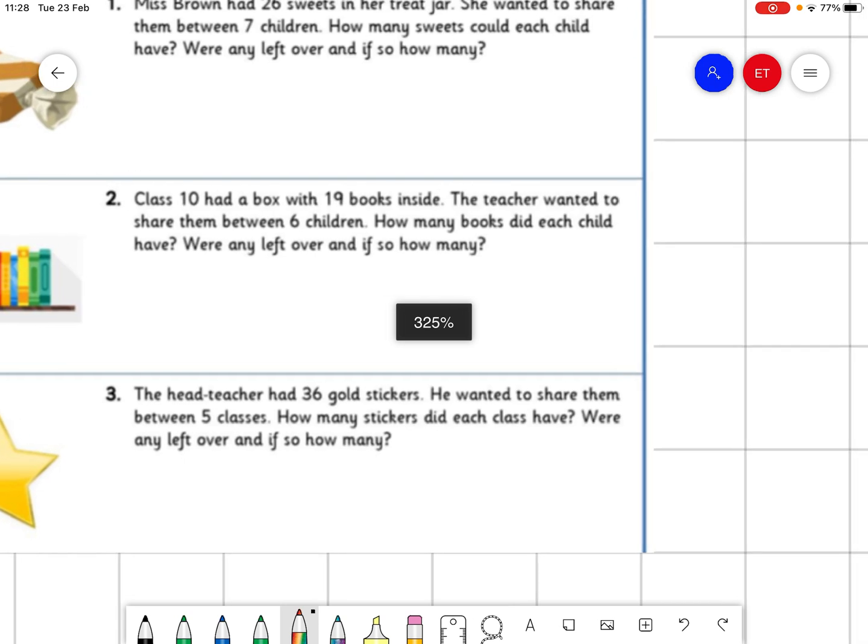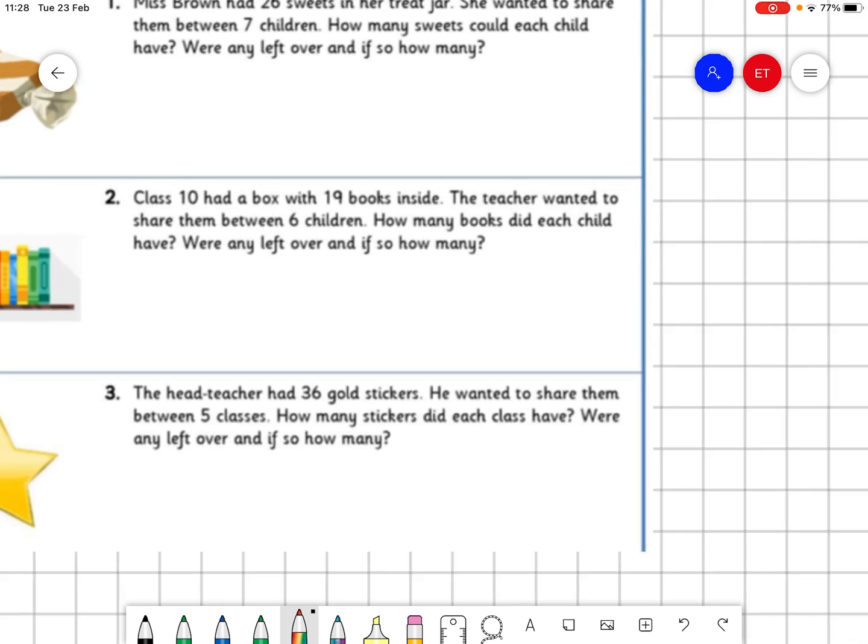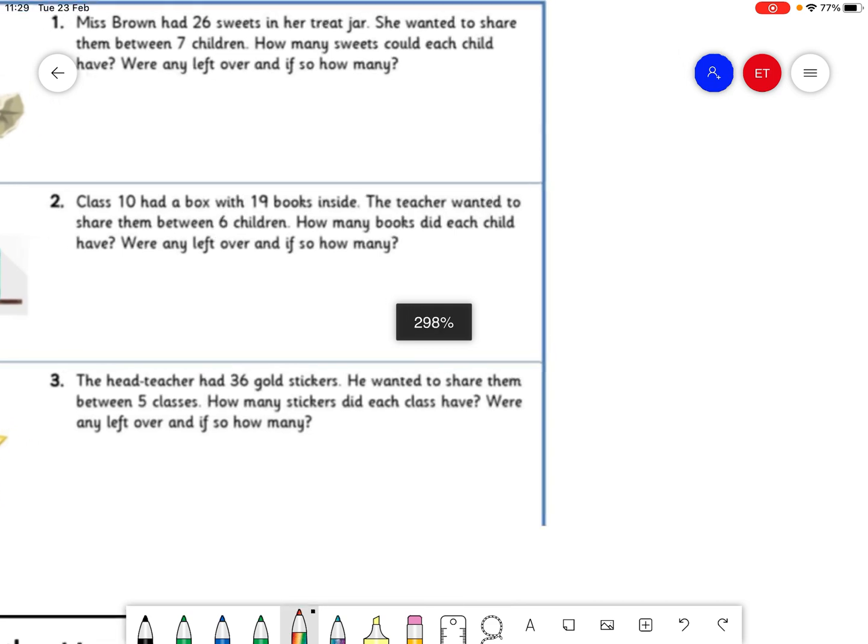So class 10 had a box of 19 books inside. The teacher wanted to share them between 6 children. How many books did each child have? Were there any left over? And if so, how many?